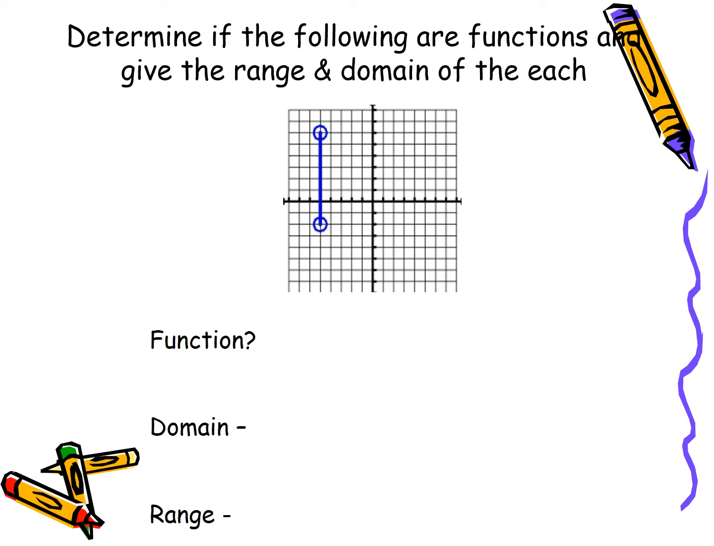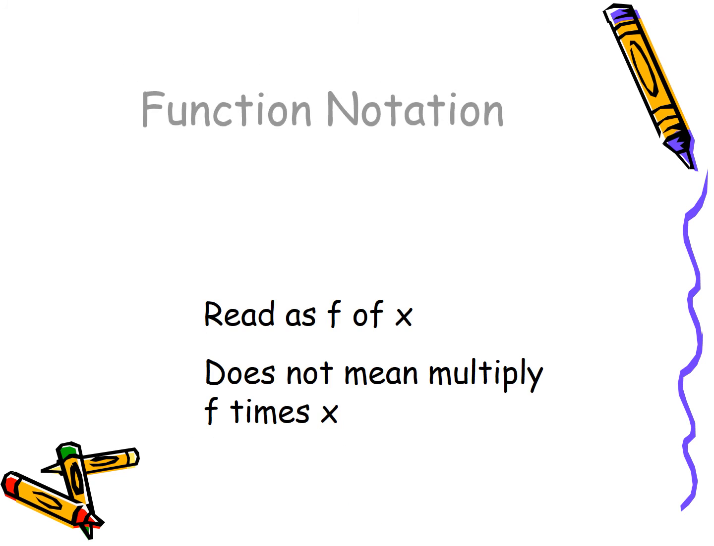So is this a function? No, it fails the vertical line test. Its domain is one value, negative 5. Its range goes from negative 2 to 6, and because there are open circles there, that's why you have parentheses on each of those. Okay? So that tells us whether or not something is a function, and how to find the domain and the range. Last topic is to evaluate a function.